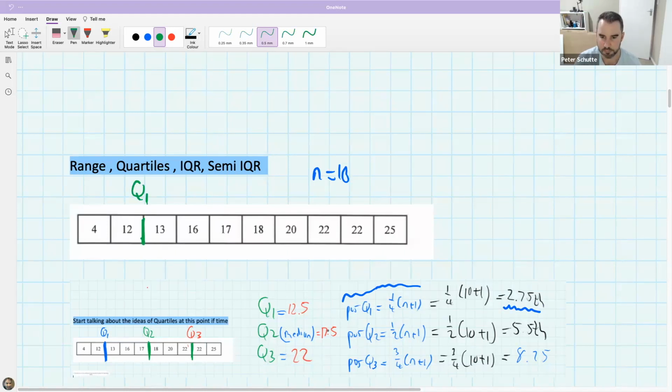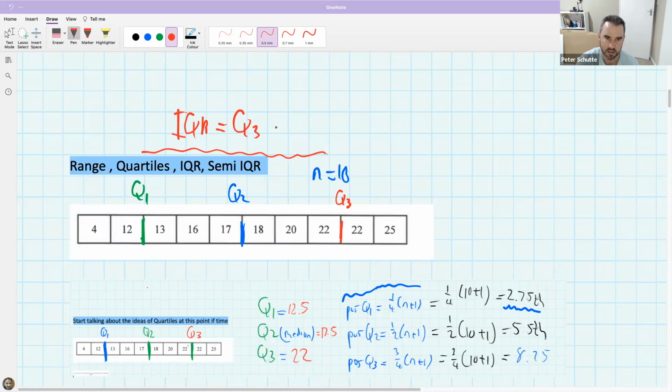Then I found the median using this calculation. It's the 5.5th position, so that is 3, 4, 5. The median, or Q2, is here. And for Q3, it was in the 8.25th position. That's 6, 7, 8, and here is Q3. These basically divide the data up into quarters. This patch here, the middle 50%, is called the interquartile range.